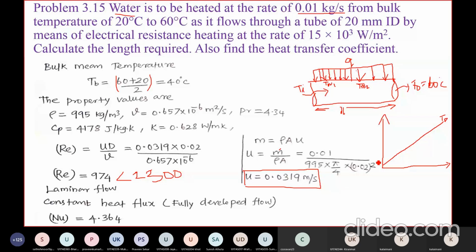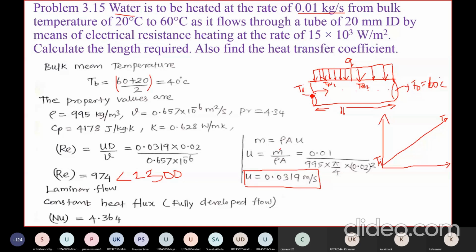Then the initial temperature will be a certain temperature, and it will flow along the pipe. So if you have initial temperature Ti, maybe it is 30 degrees Celsius. After a certain location, it is to be 40 degrees Celsius, 45 degrees Celsius. And then it will come to a certain outlet temperature, which will be higher than your inlet temperature. Initially, it goes and is heated up.